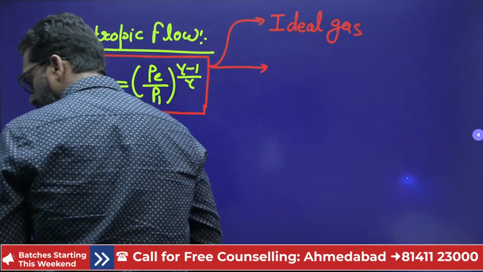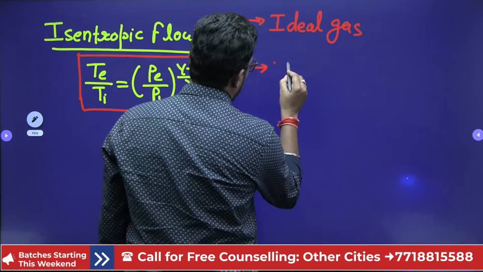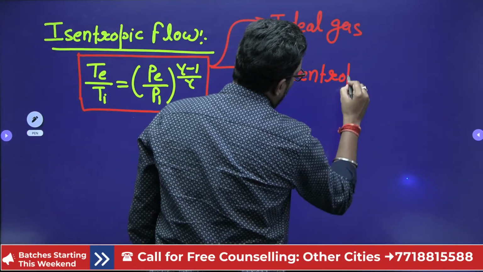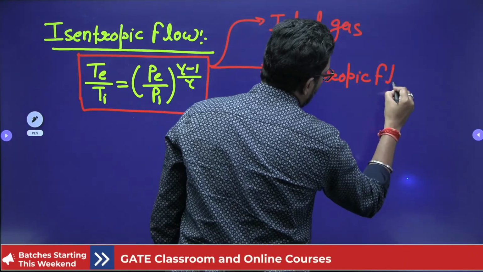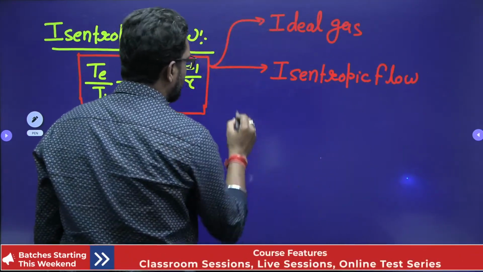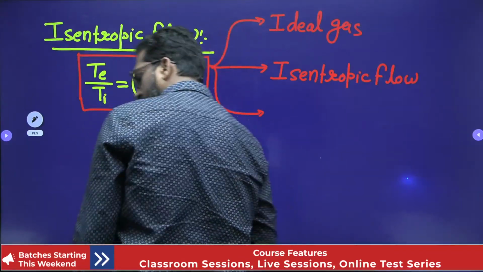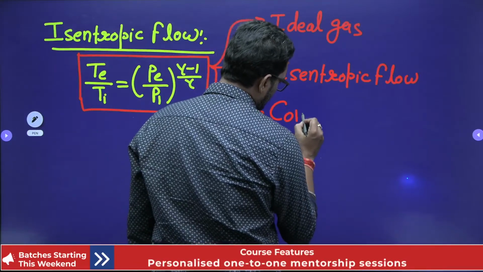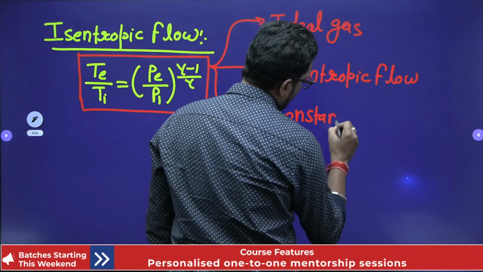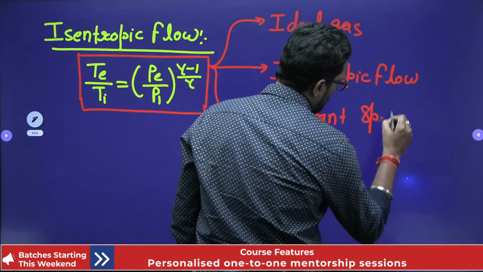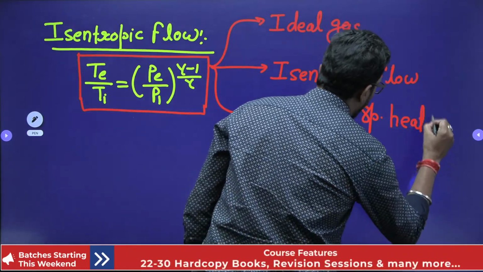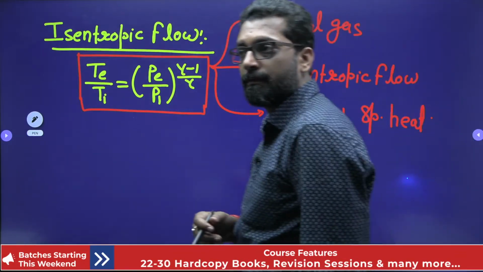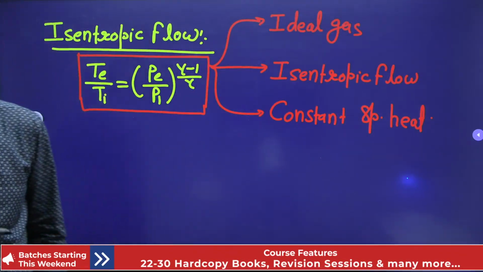The second assumption is isentropic process. Isentropic flow, that means entropy will be constant at inlet and exit. And what is the third assumption? Constant specific heat. This is a very important thing. Under these circumstances, we can apply this equation. Otherwise, we cannot apply it.